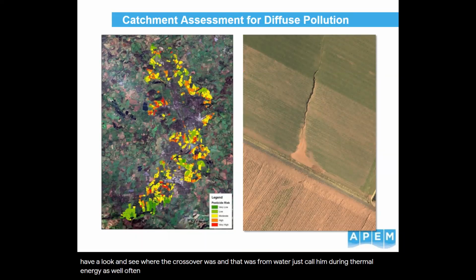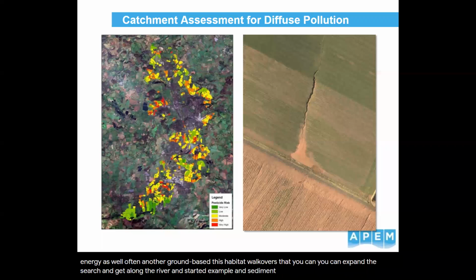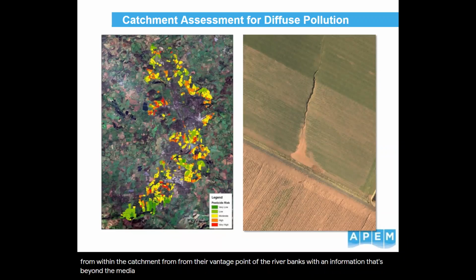Another advantage that you don't necessarily get from the ground-based fish habitat walkover is that you can expand the search area and go wider along the river and start to look at diffuse pollution, for example, and sediment input and where that's coming from within the catchment. You can do that to a certain extent from the ground-based walkover. You can see what the surveyor can see from the vantage point of the riverbanks. With an aerial survey, you can obviously go much wider than that, and capture information that's beyond the immediate vicinity of the river.